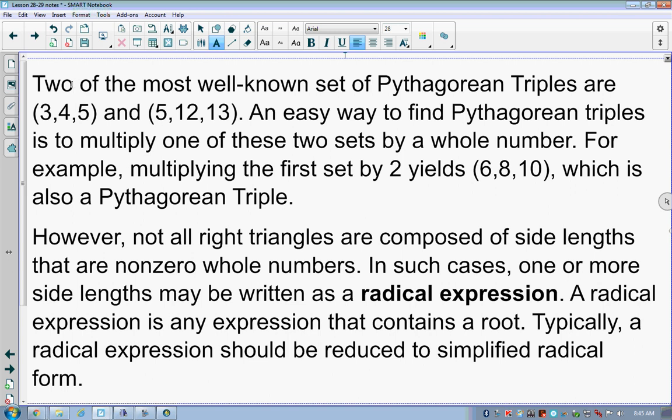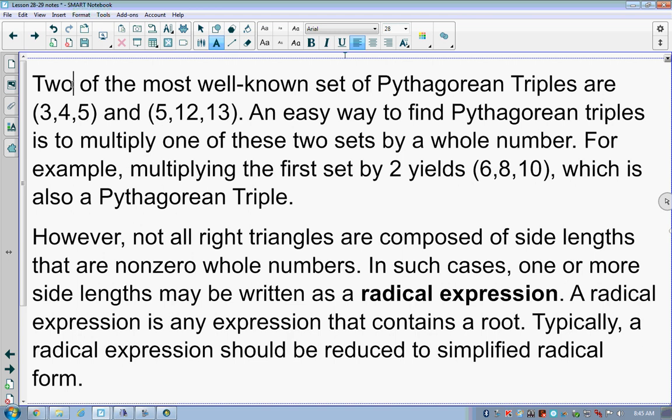No, not quite. So an easy way to find Pythagorean triples is to take a 3, 4, 5 or 5, 12, 13 and multiply all of those numbers by the same number. For instance, if I take a 3, 4, 5 and multiply each of those numbers by 2, I'm going to get a 6, 8, 10. A 6, 8, 10 is a Pythagorean triple. 6 squared plus 8 squared, 36 plus 64, is 100, right? The square root of 100 is 10, so a 6, 8, 10 is a Pythagorean triple.